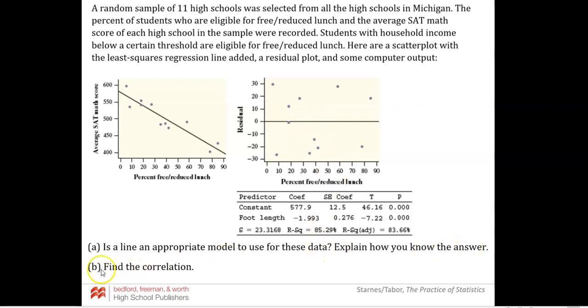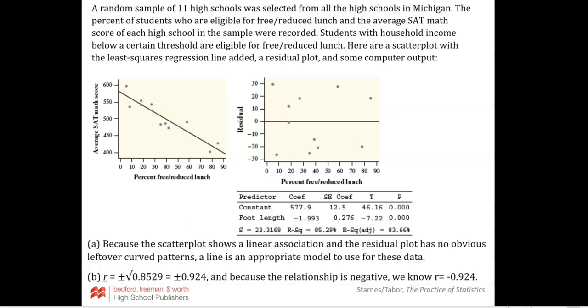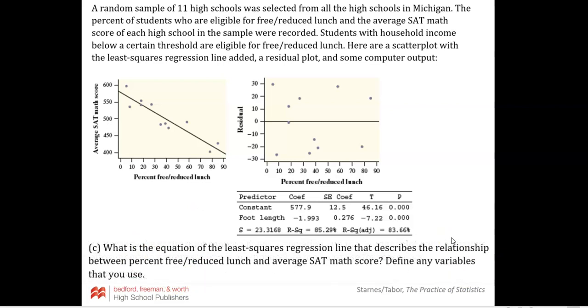Explain why. Find the correlation. Again, we just did that. I didn't even look at the questions. I was just kind of talking and answered the questions there. You take the square root of that, you get that, but we know it's negative because, again, the slope is negative here.